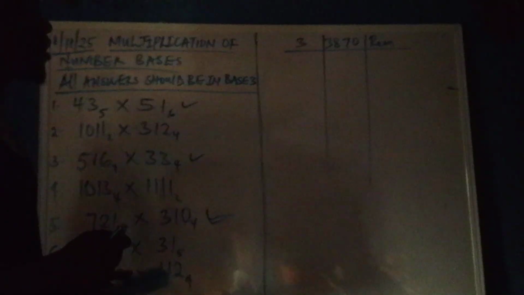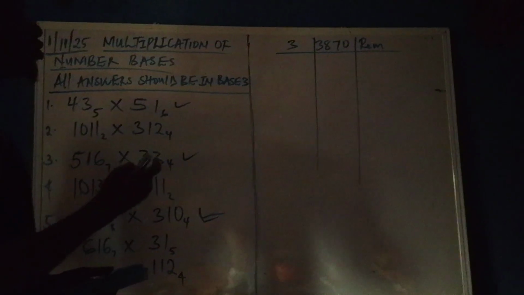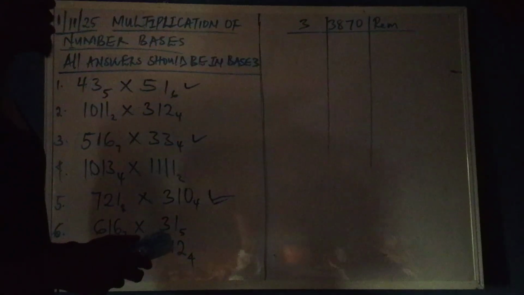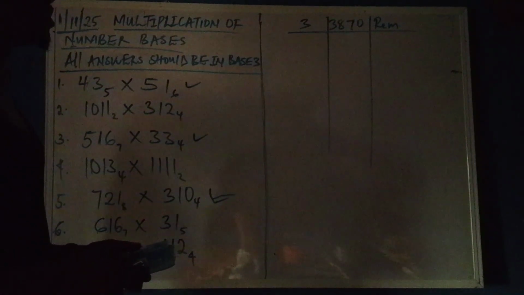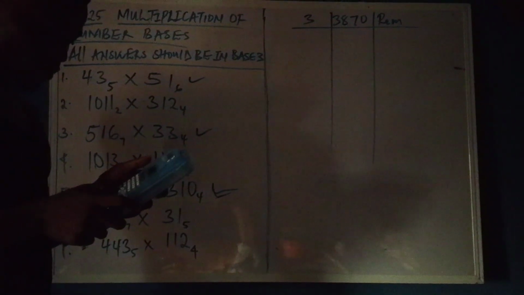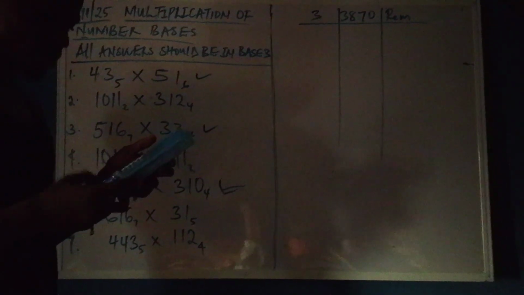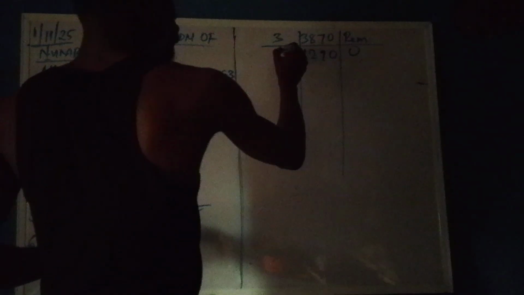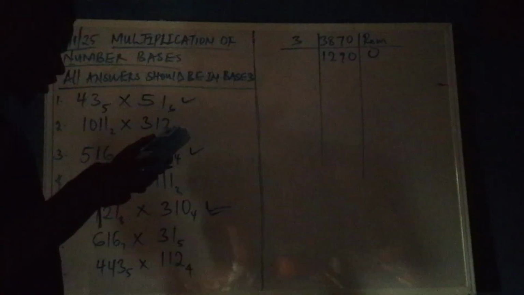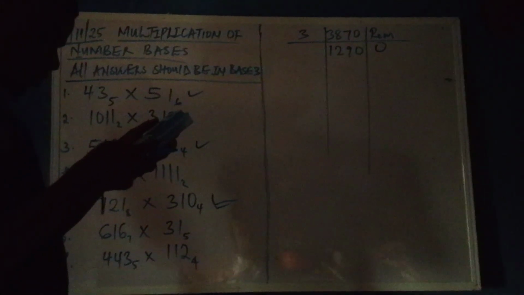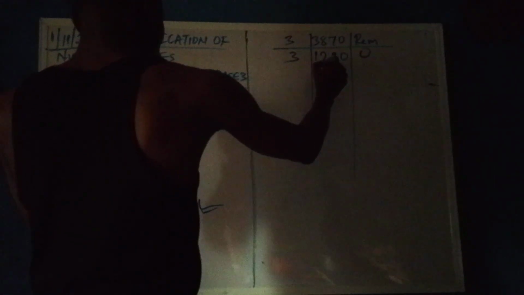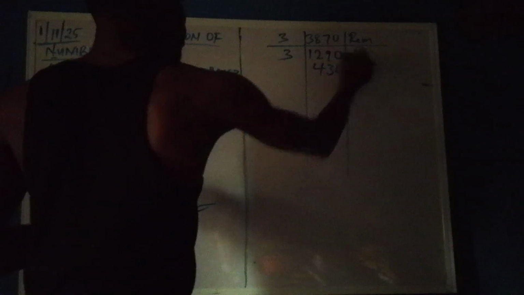Now we want to continue from where we stopped. So we are going to be dividing 3,870 by 3. 3,870 divided by 3 is going to give us 1,290 without any remainder, that's remainder 0. So 1,290 divided by 3 again is going to give us 430 remainder 0.